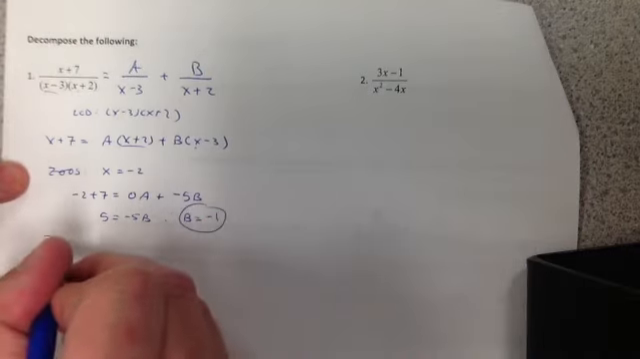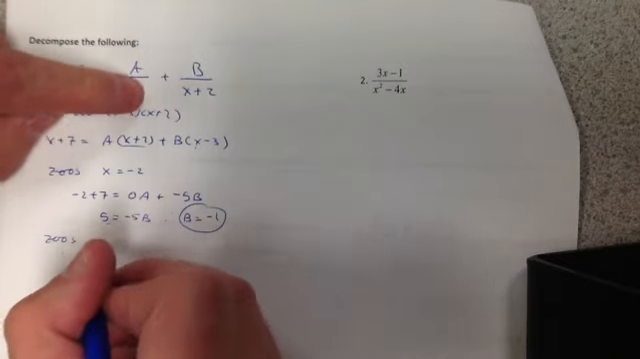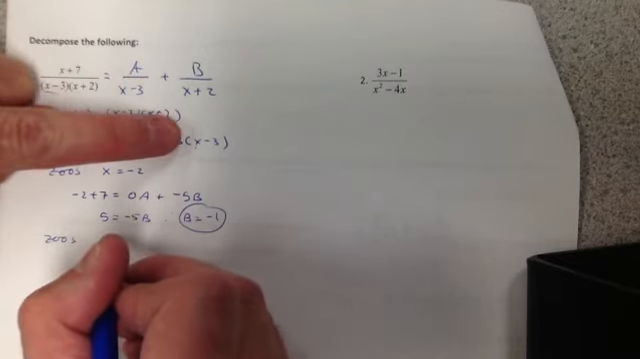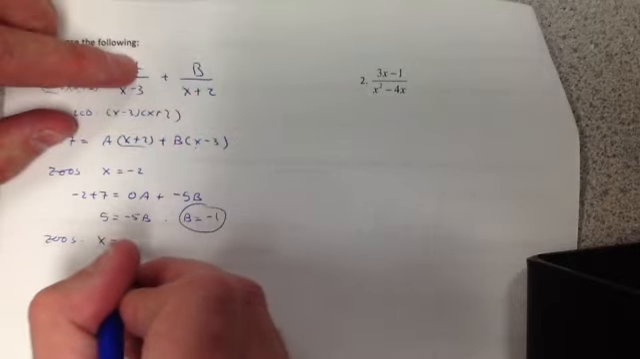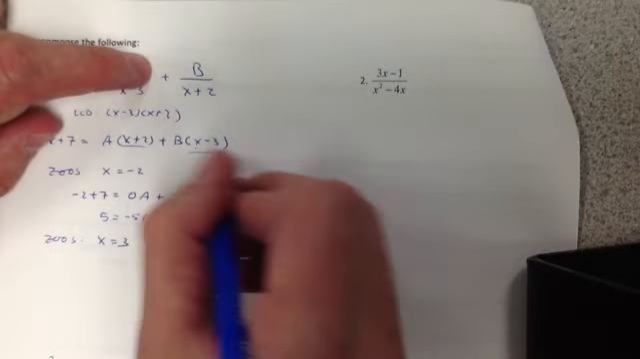Get the other 0. We get from here, x equals x minus 3. So that becomes x equals 3. There's my 0. That's how I get my 0.